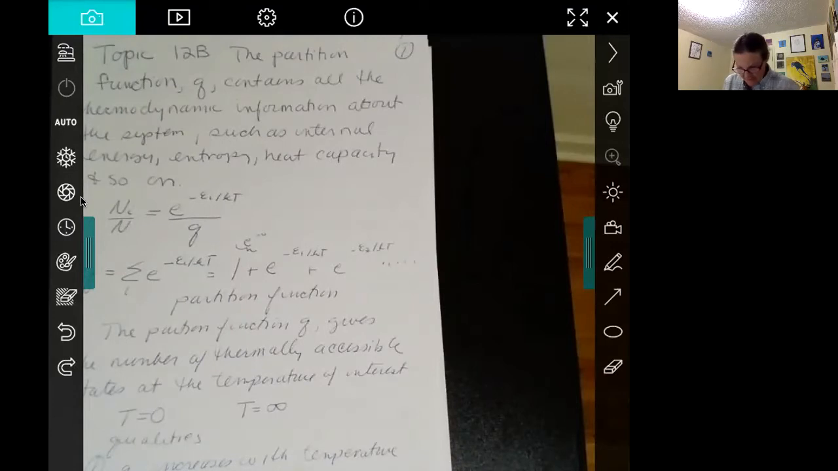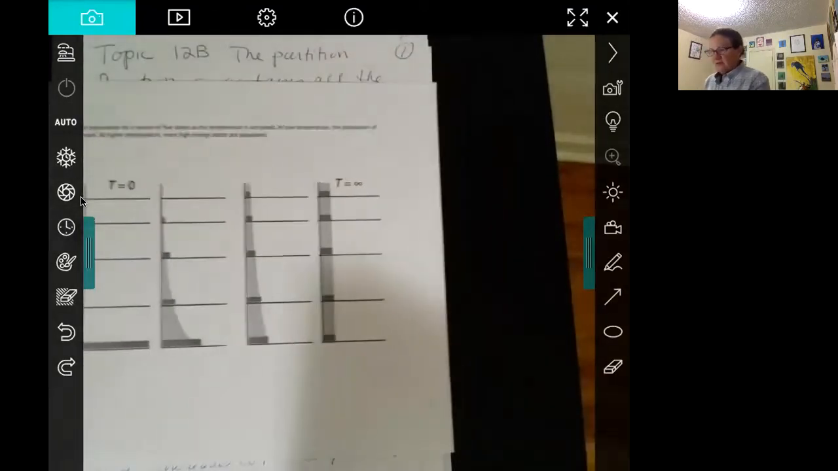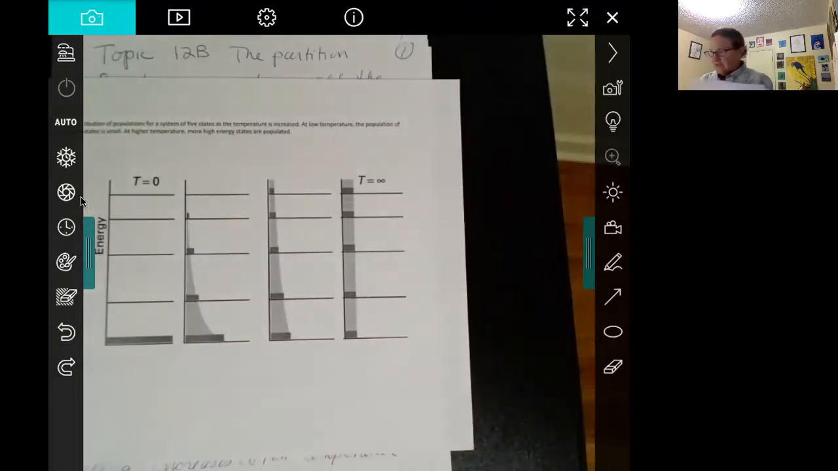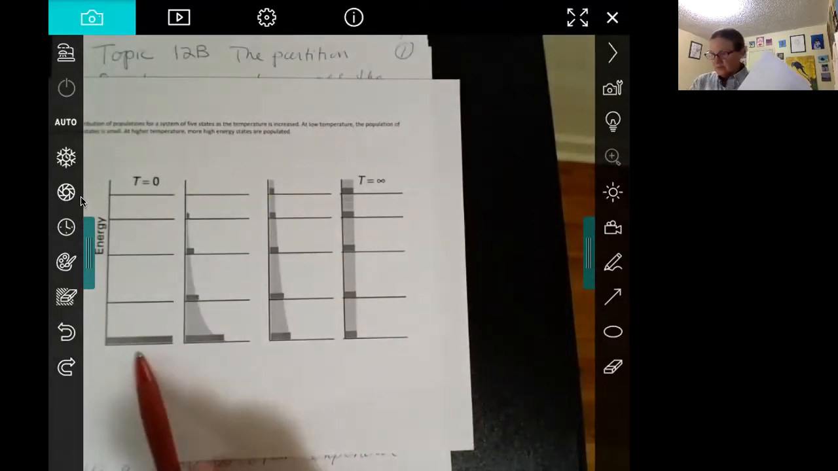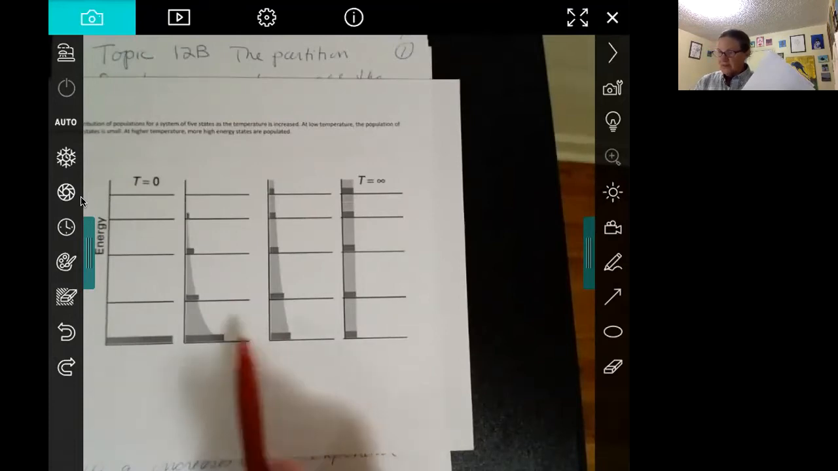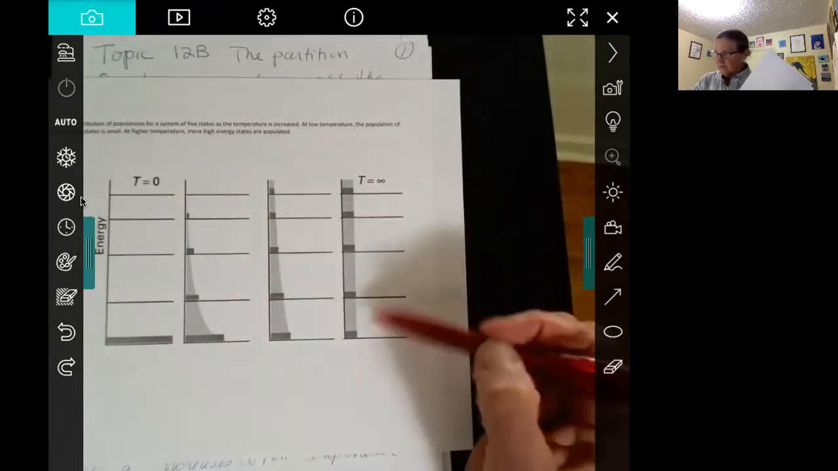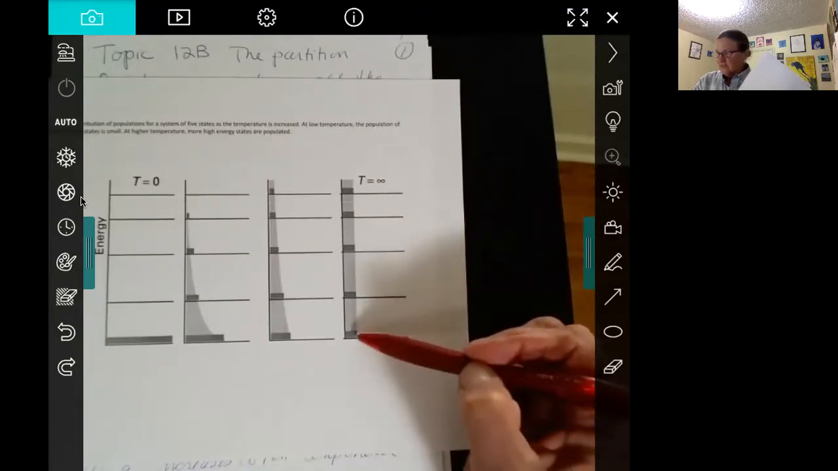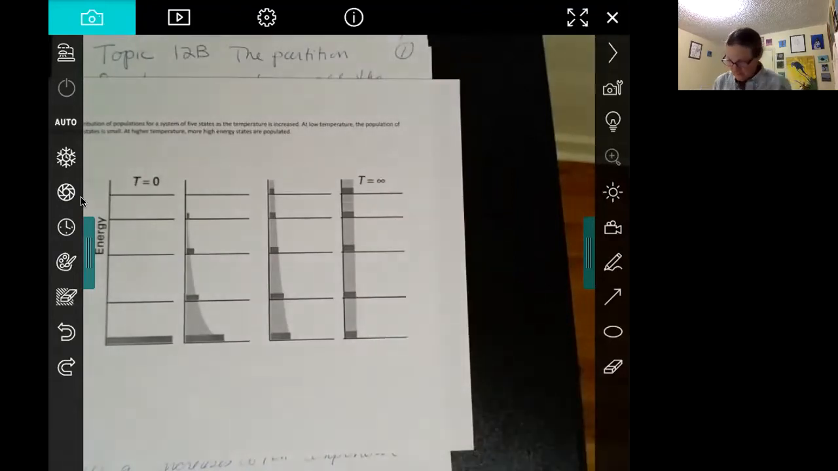So if we look back at this picture from the last topic, at T equals 0, the partition function equals 1. As it goes up, more states are populated. When you get to T equals infinity, all states are equally populated.